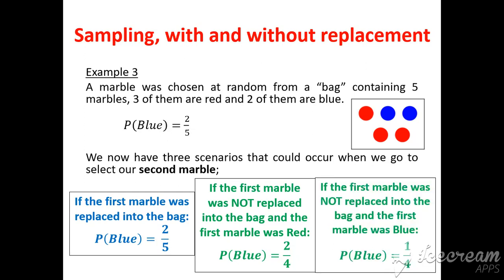Right, here's our third scenario. If the first marble was not replaced and the first marble was blue, the probability of getting a blue second changes to 1 out of 4. Take a look up and I'll show you why. So our blue comes out, we don't replace it, there's 1 blue out of 4 that we get a second blue.